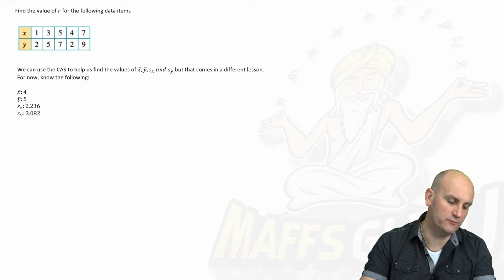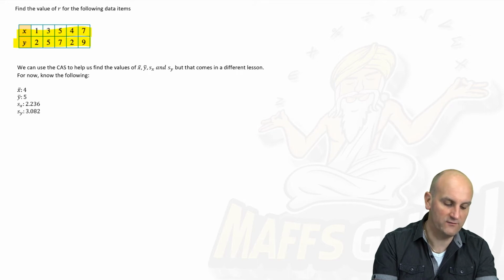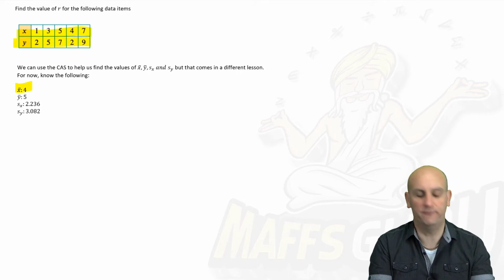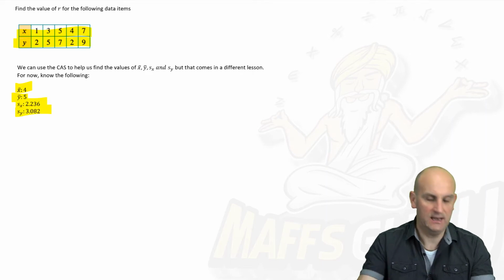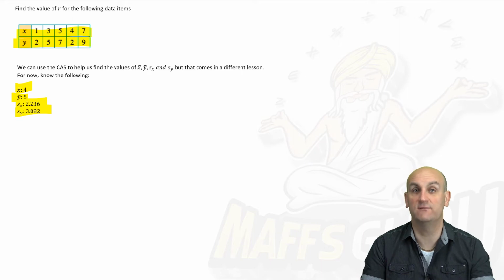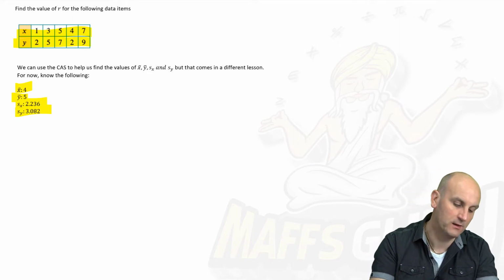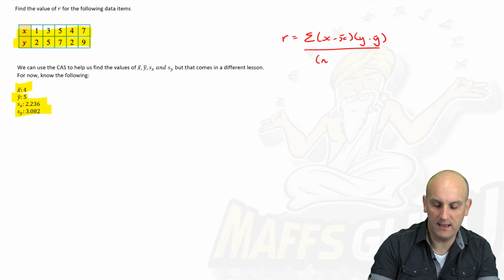So we have an example from Cambridge, and there we go. We've got some x values and we have some y values, and they've told me that x bar is 4, y bar is 5, sx is 2.236, and sy is 3.082. Fabulous. Thank you very much. They've given me the information. How am I going to use it? Well, if we go back and remember, r was equal to the sum of (x minus x bar)(y minus y bar), divided by (n minus 1) sx sy.